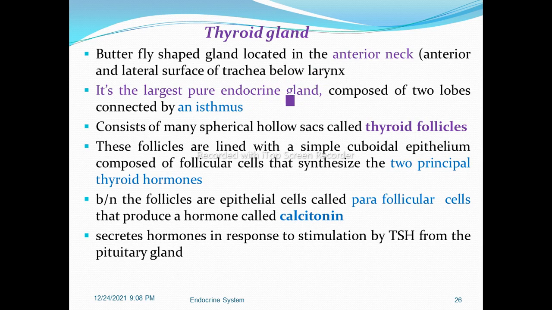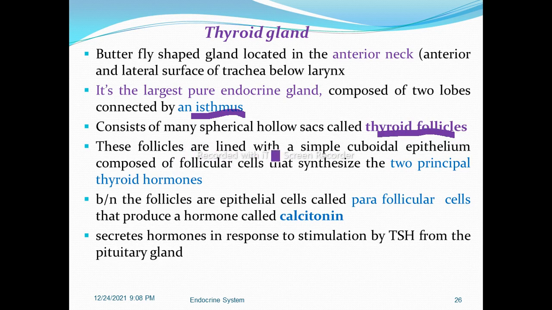It is composed of two lateral lobes, which are connected by a narrow constricted portion called the isthmus. The thyroid gland contains many spherical hollow sacs. These sacs are known as thyroid follicles.